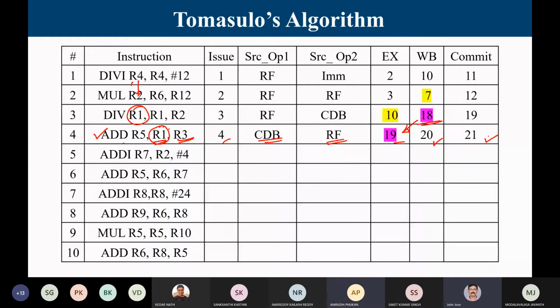Excuse me, sir, any doubt till this? Yes, sir. For instruction 1 and instruction 3, we got 10 and 10. The first one's write back is at 10, the third one's execution is at 10, which means there is no gap between both of them. But in 3 and 4, it's 18 and 19. I'm getting confused. I think there should be one gap.